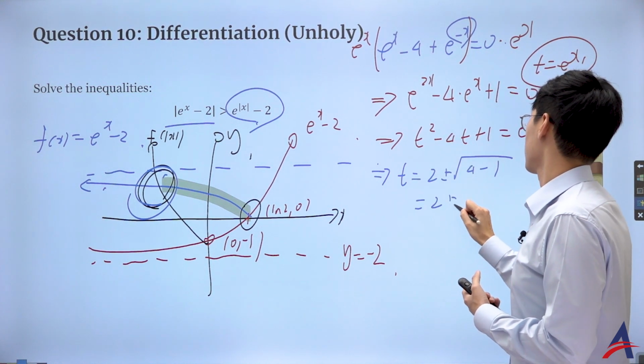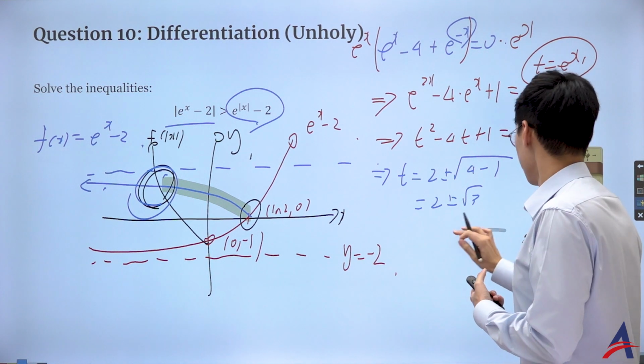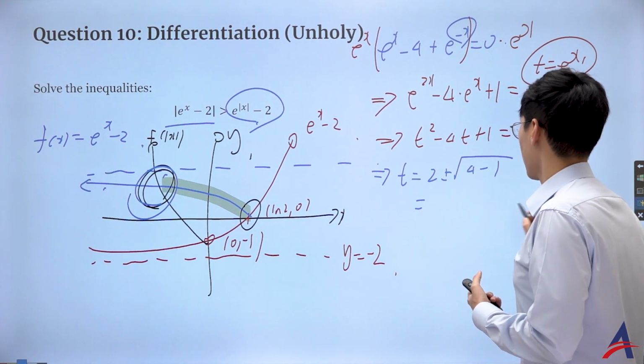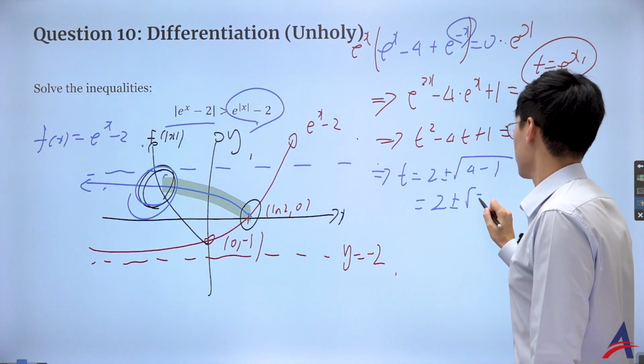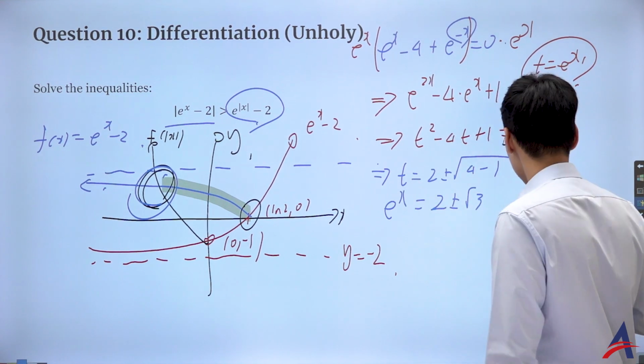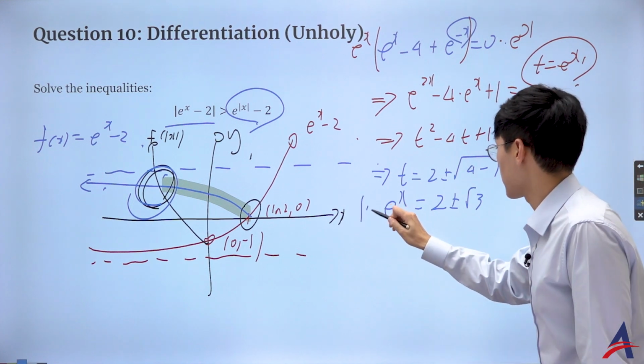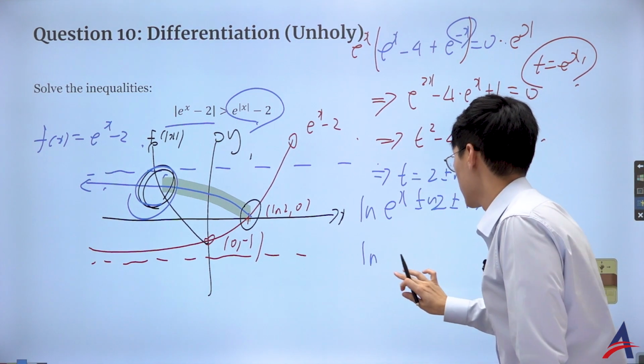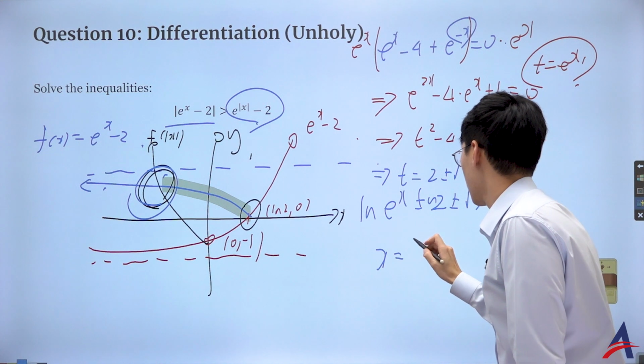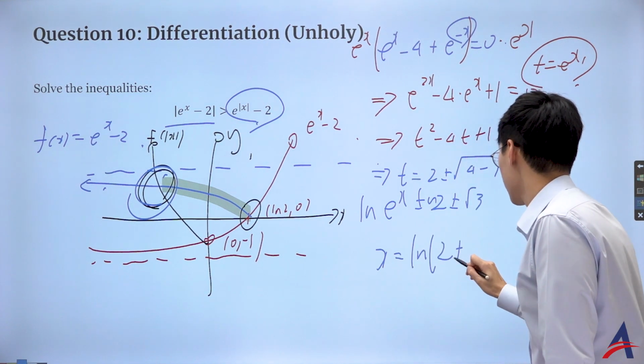Let me write better actually, sorry about that. 2 plus minus root 3 is the e to the power of x, and I'm trying to find the x, right? So let's put a log on it. So I'm going to get, what is it? ln, the x is equal to ln of 2 plus minus root 3.